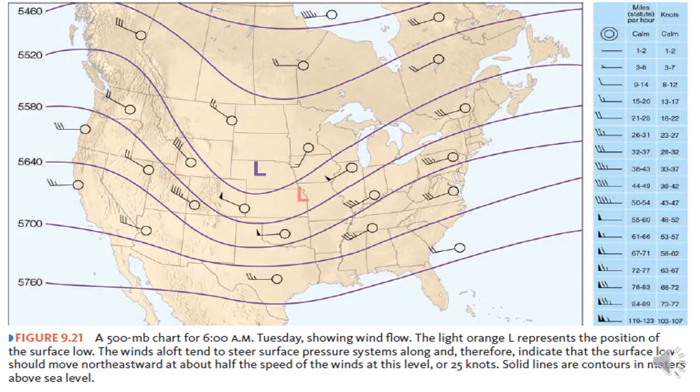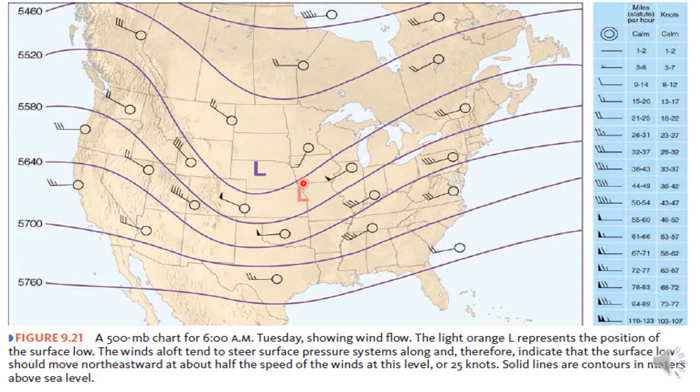So this is an example of a 500 millibar chart for 6 o'clock a.m. Tuesday, showing the wind flows. The light orange here represents the position of the surface low.